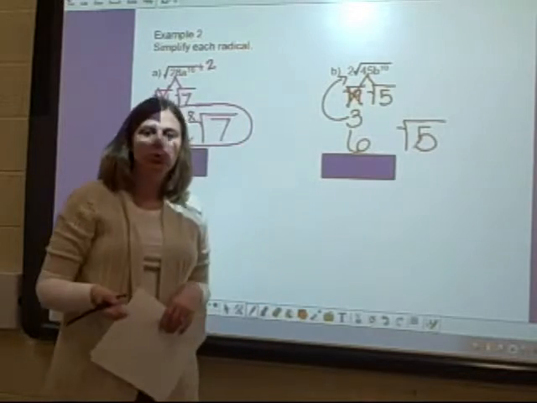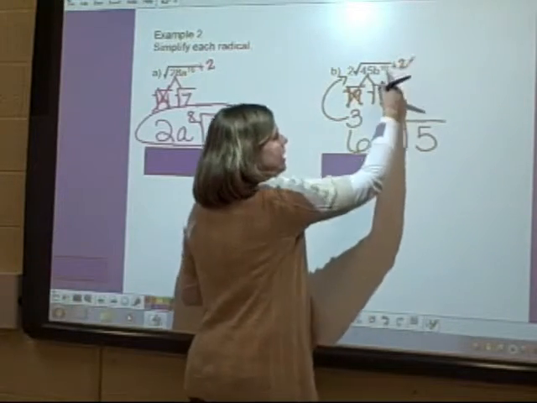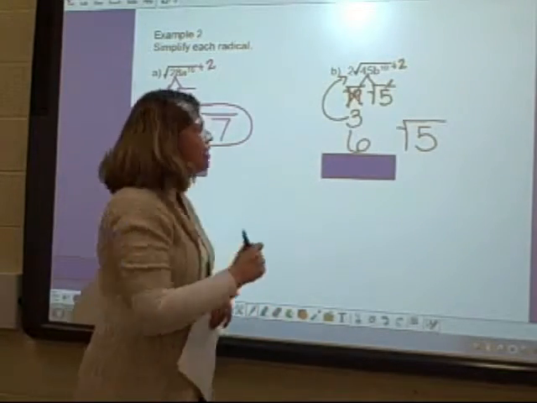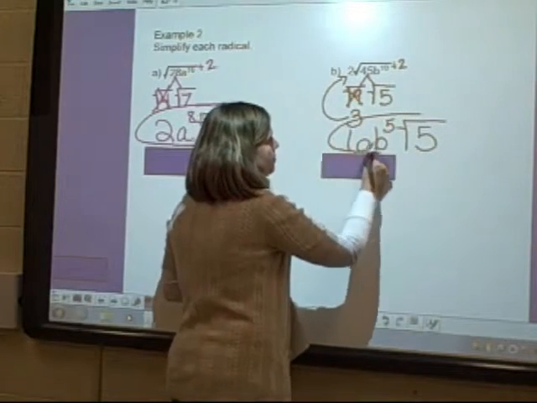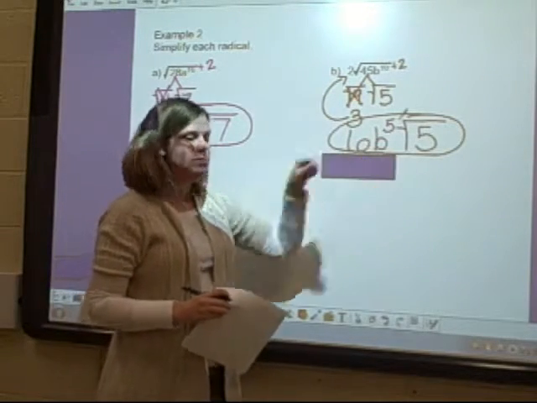Once again, the rule for an even exponent is divide by 2. And 10 divided by 2 is 5, so the square root of b to the 10th is b to the 5th. So your answer for letter B is 6b to the 5th times the square root of 5.